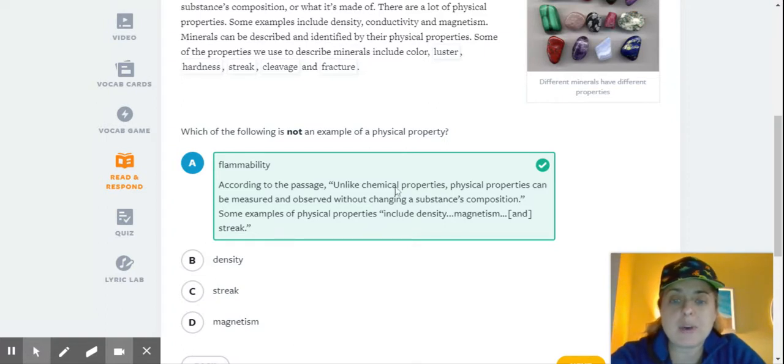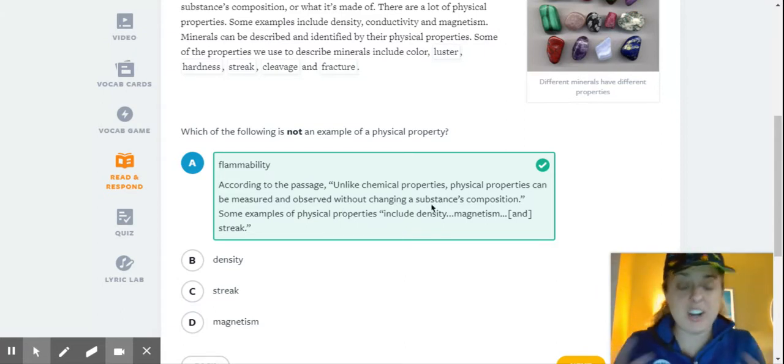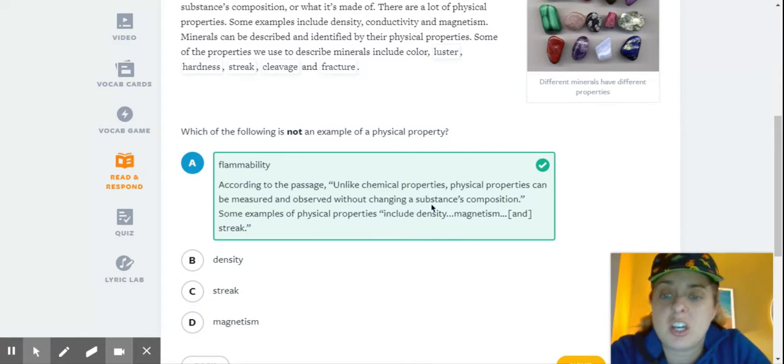Okay, so according to the passage, unlike chemical properties, physical properties can be measured and observed without changing a substance's composition. So if you set it on fire, it is going to change. All right, very good.